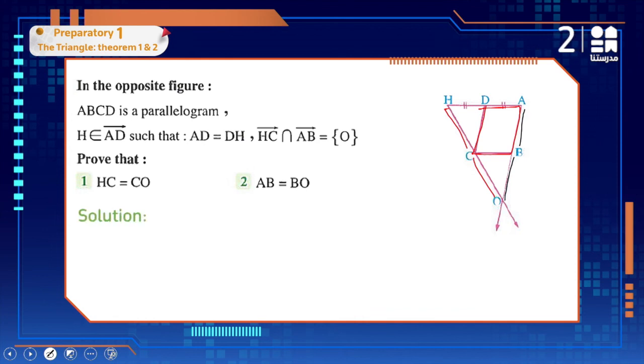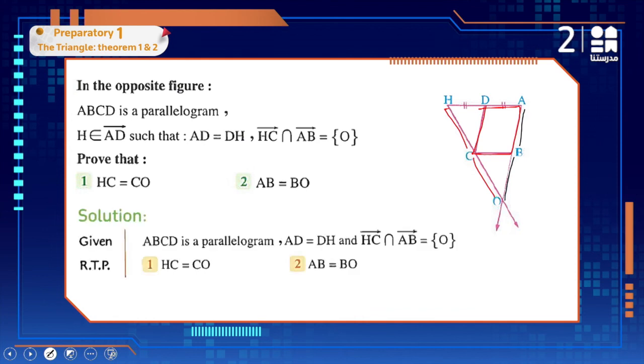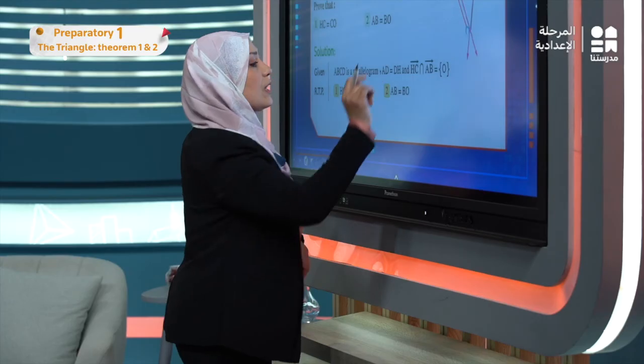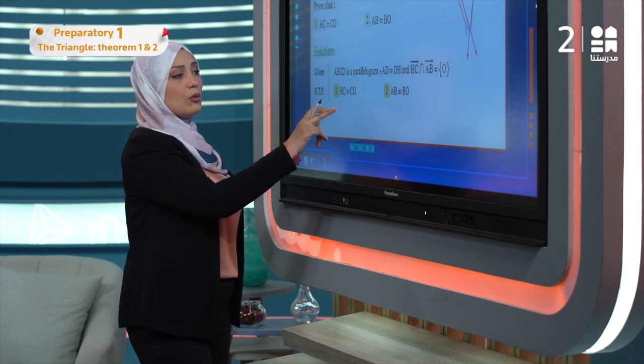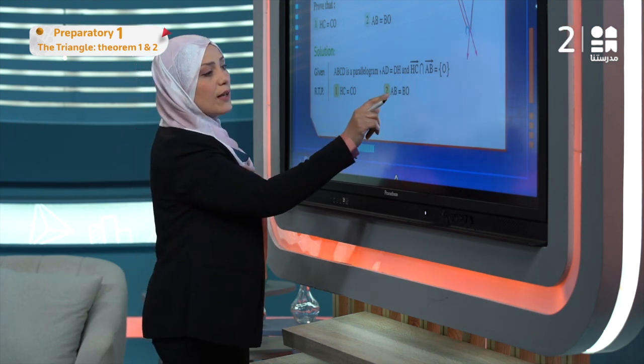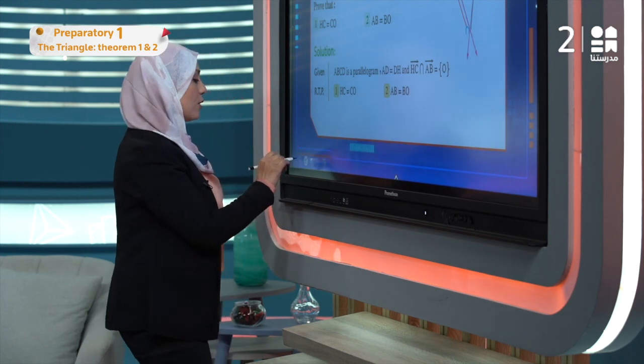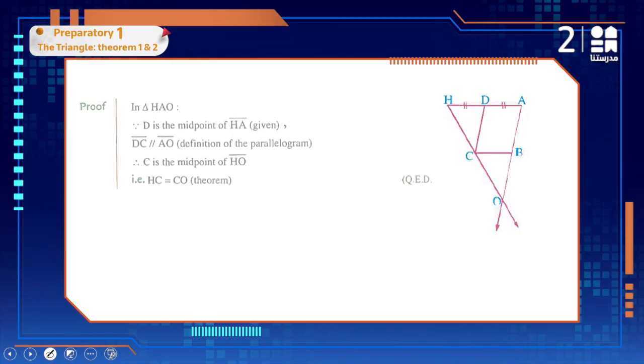Here we have, okay, the first one. The given: ABCD is a parallelogram. You have to write the steps of the proof. The given first, AD equals HD, and HC intersects AB at point O, as you can see here. Then the required to prove: HC is equal to CO. Second one, AB is equal to BO. Let's do the steps now.